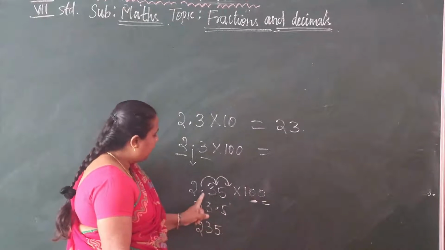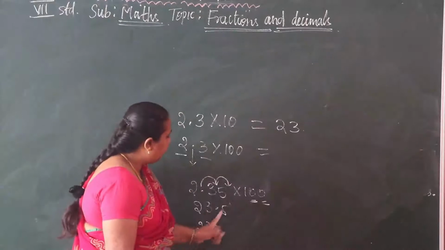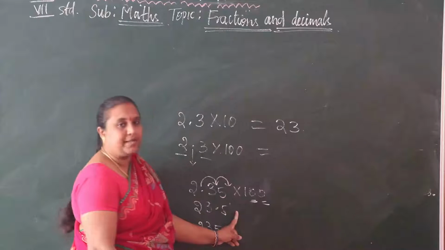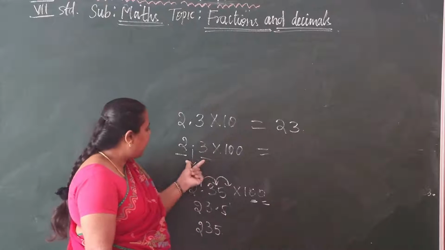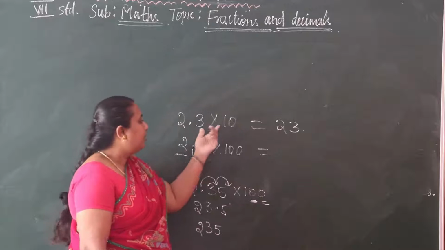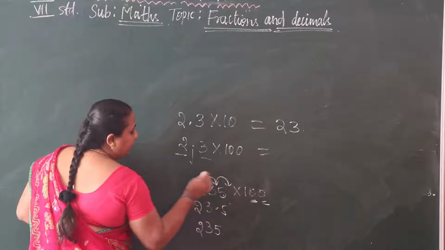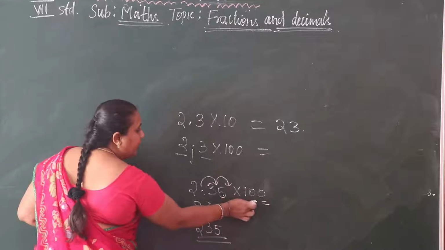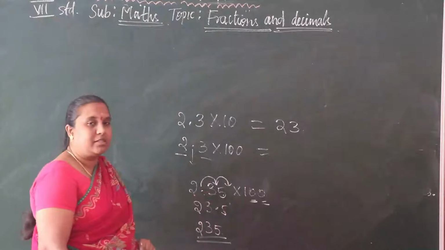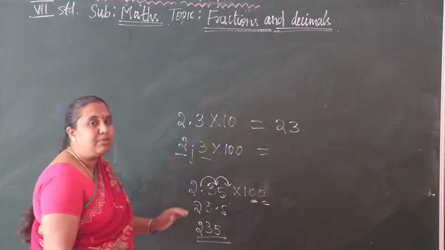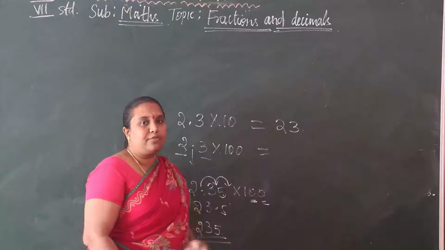Like this, one 0 is displacing the point by one place and another 0 is displacing the point by another place. One number is joining the integer part. So while we are multiplying decimal numbers by 10, 100 and 1000, the product has the same digits. See here, 2.35 into 100, we are getting 235. In the product we have the same numbers, but the decimal point is moving.